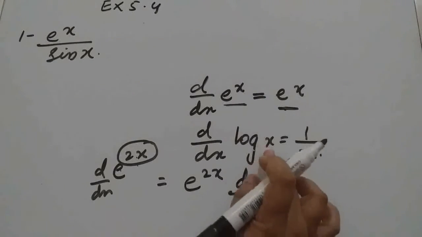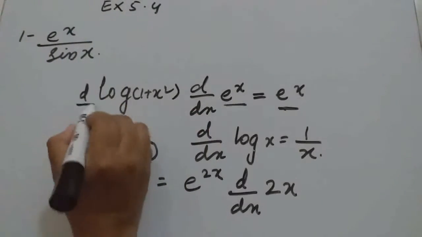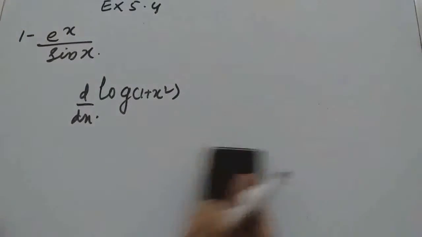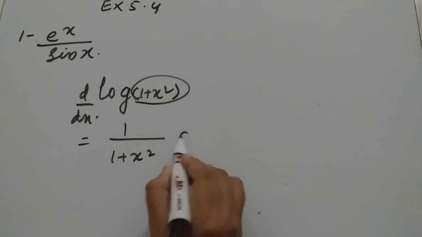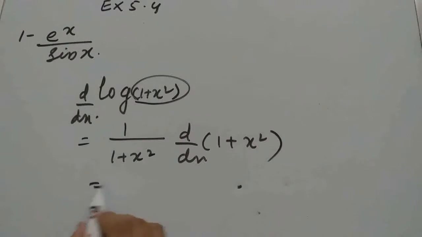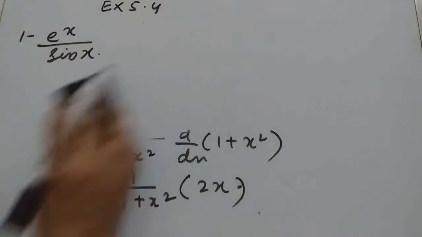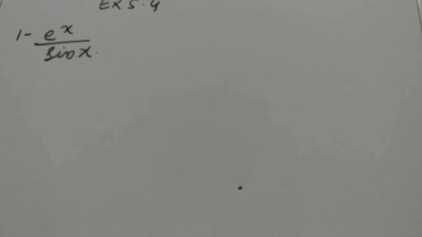In this case also, suppose log of 1 plus x square. Derivative of log of 1 plus x square: so 1 by this bracket will come, and then the derivative again of this composite function. So likewise it will come. So you should remember the derivative of e power x is e power x, and the derivative of log x is 1 by x. Now here this question is given to us.